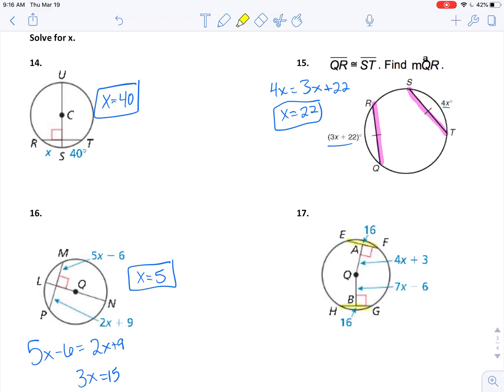Now here we can see congruent chords. So the arcs they intercept must be congruent. They must be equidistant from the center, which means that 4x plus 3 must equal 7x minus 6. Or 3x must equal 9, or x is 3.